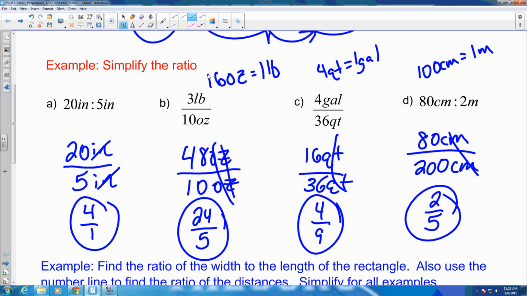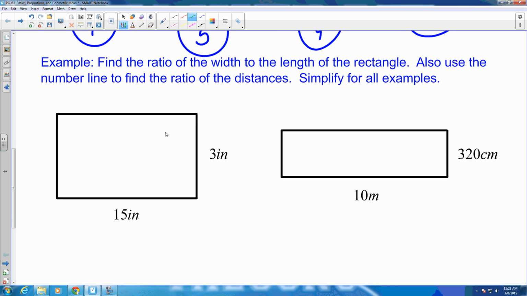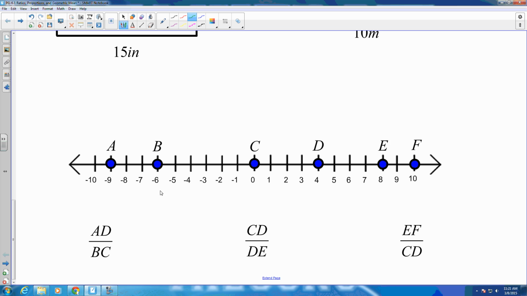Okay, so looking at some more ratios to simplify, these two examples here, example A and example B. They want us to find the ratio of the width to the length of the rectangle. They also want us to use the number line to find the ratios of distances. So this is where this example comes in.